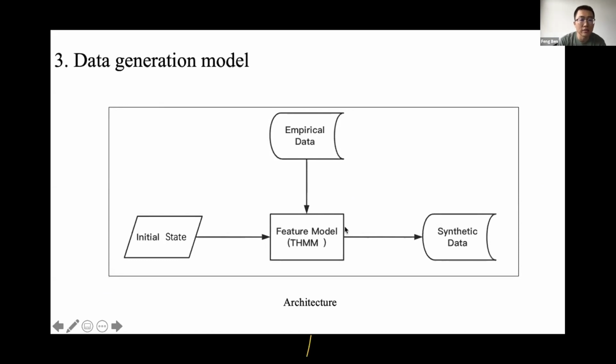After the analysis, we start modeling. We construct an architecture of a data generation model. We have 2 things to do. Firstly, we need to model the empirical data in order to extract the features. And secondly, given some initial states, we can use our feature model to generate the synthetic data.